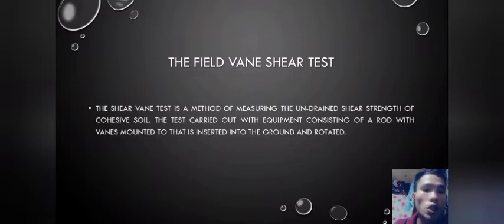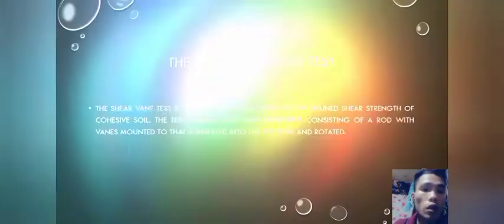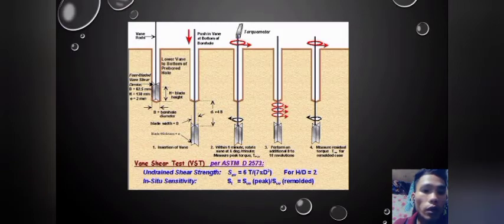So in the vane shear test, if you measure the undrained shear strength, you use equipment consisting of a rod with vanes mounted to it, inserted into the ground and rotated. So it is rotated. This is the figure of the vane shear test, VST.